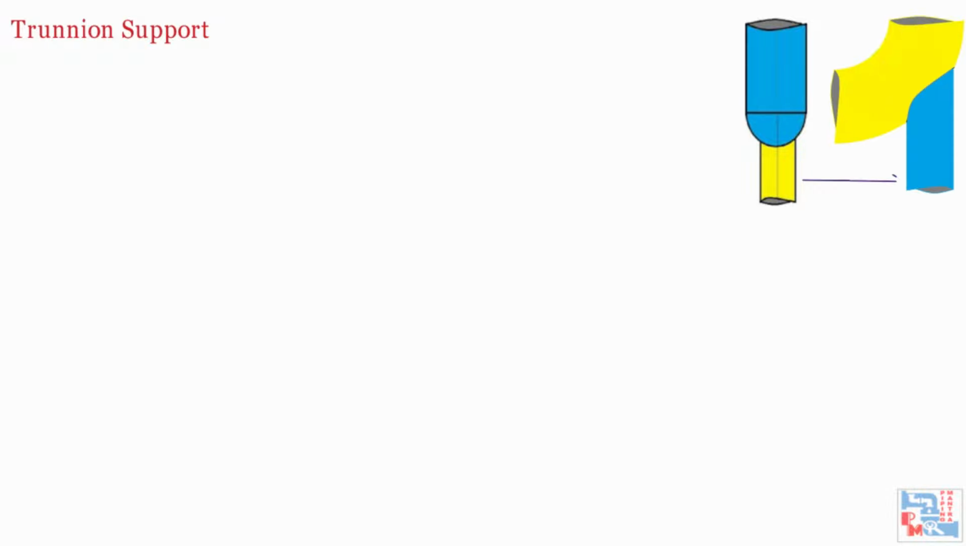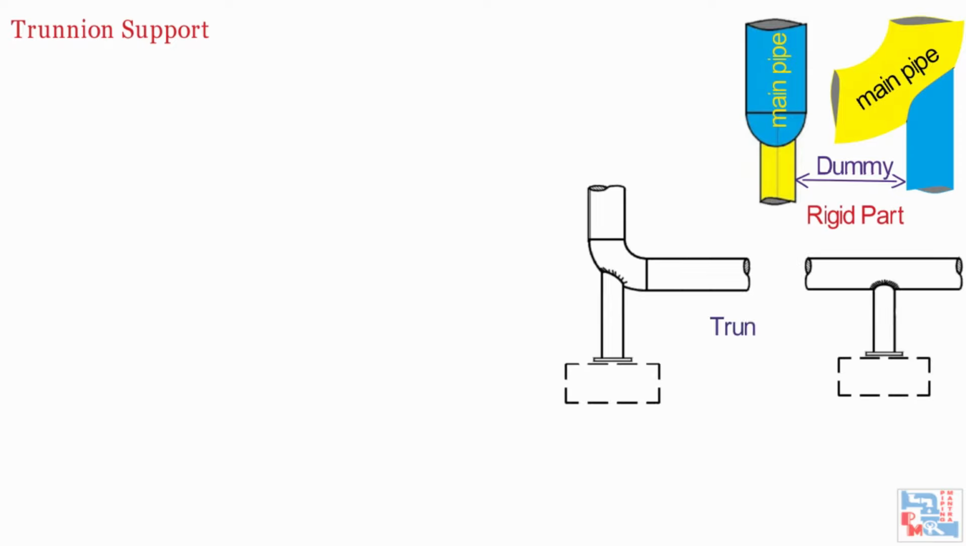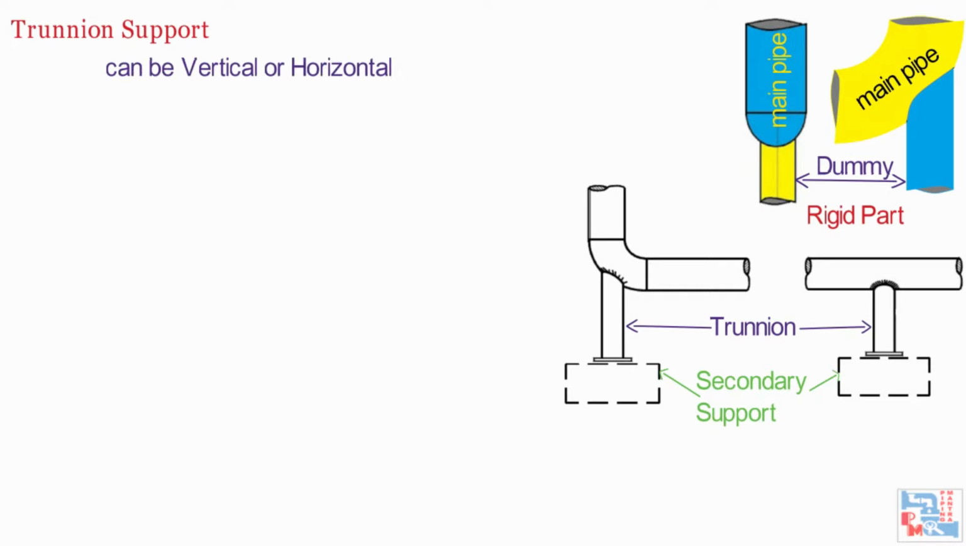Next is trunnion supports. In this type of support, a dummy pipe is welded to a main line so that the dummy pipe becomes a rigid part of the main pipeline. Now, this pipe is suitably supported on a secondary support, foundation or a structure, as you can see in the picture. As per piping requirement, the trunnions can be vertical as shown or horizontal.